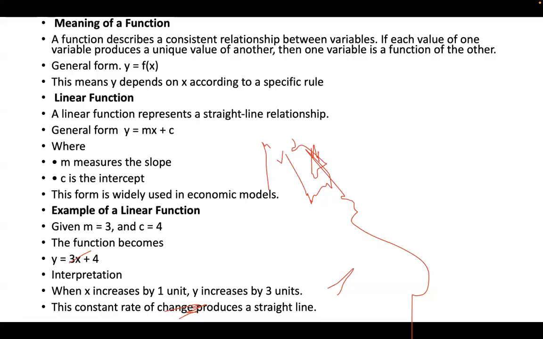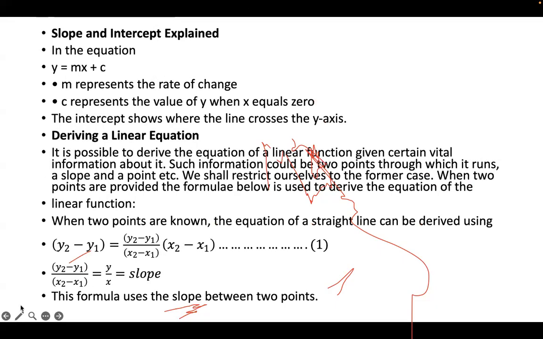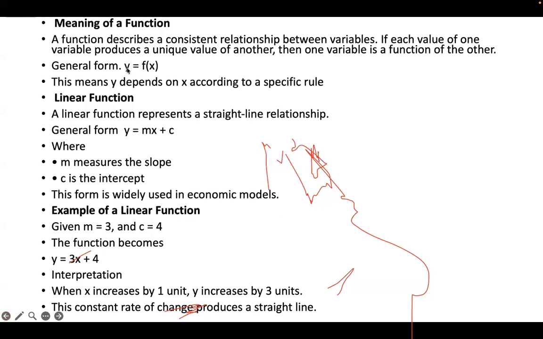So in a general form, when you see y is a function of x, this is a function. A function describes a relationship between variables. Y is a function of x. So in economics, we normally write y is a function of x. This means that y depends on x according to a specific rule. Y depends on x.